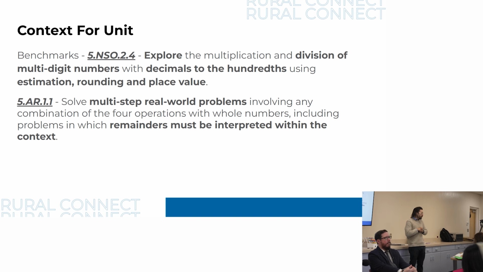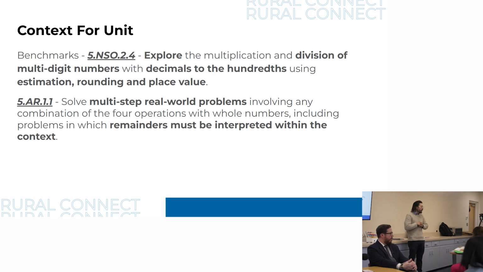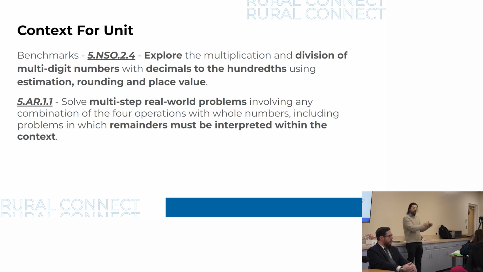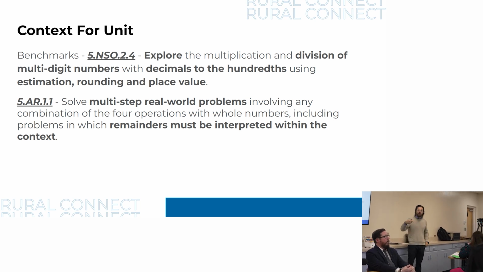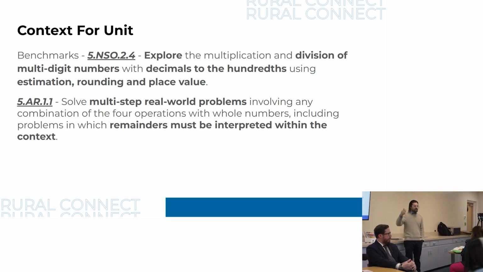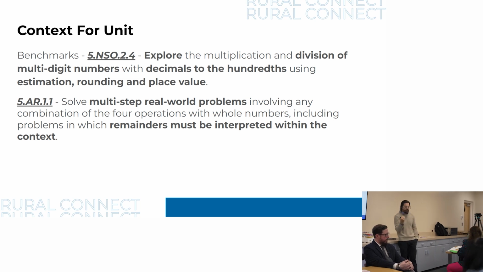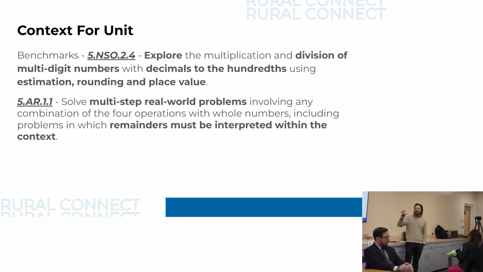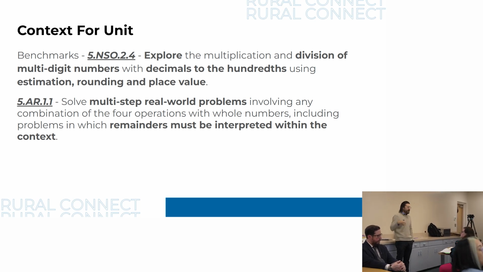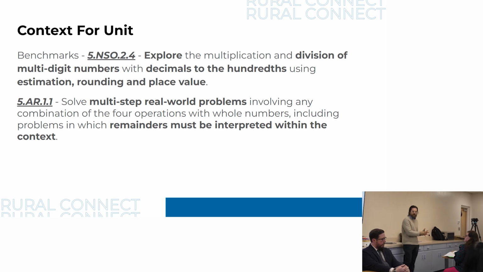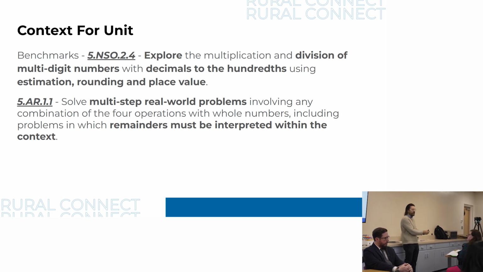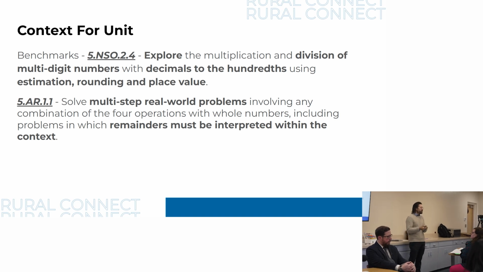We're also going to have some 5AR11, which is solving multi-step real-world problems. That can include division, where students also interpret remainders. The reason I chose these benchmarks last time in Rural Connect Session 2, we did basically the 4th grade version of this. And so I wanted to kind of show that vertical connection. So imagine like you were 4th graders at Rural Connect 2. Congratulations, you passed 4th grade. Now you're in 5th grade and we're doing the same stuff, just the 5th grade versions of it.